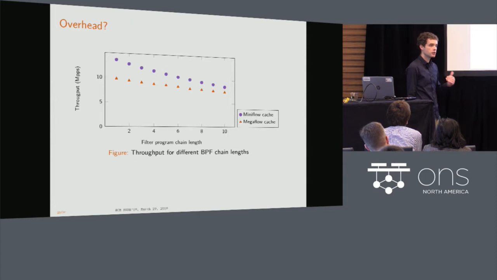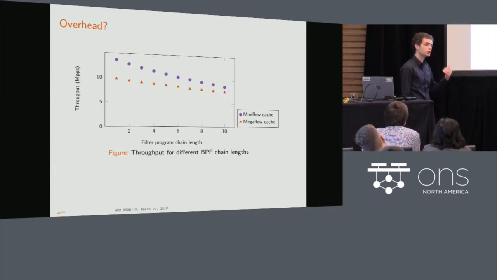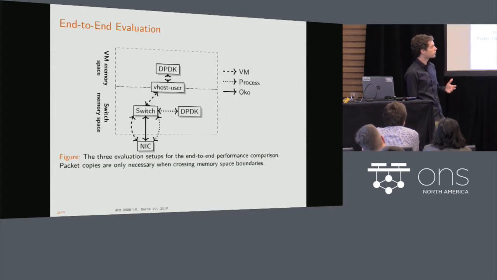However, we only expect this to happen in rare cases because in each one of these programs you can actually do a lot more than in a stateless flow table. So we don't expect to have a lot of them one after the other to implement whatever you'd like to implement. And the last evaluation is an end-to-end evaluation of performance and a comparison to other ways to extend software switches.